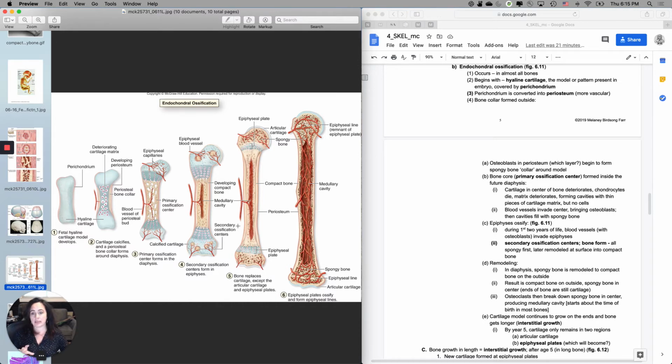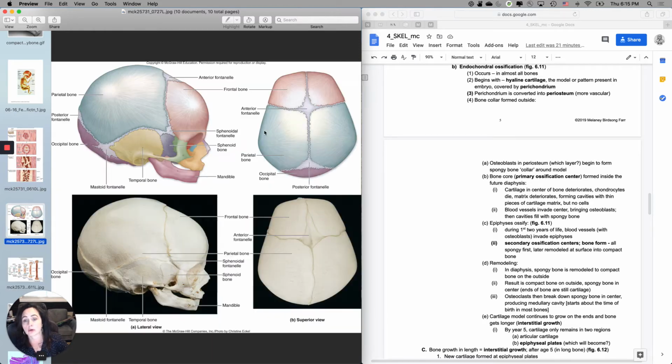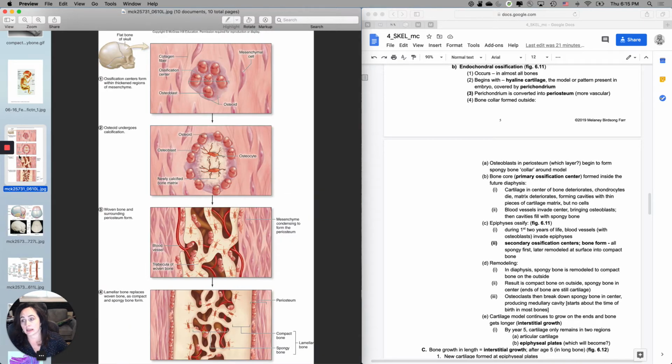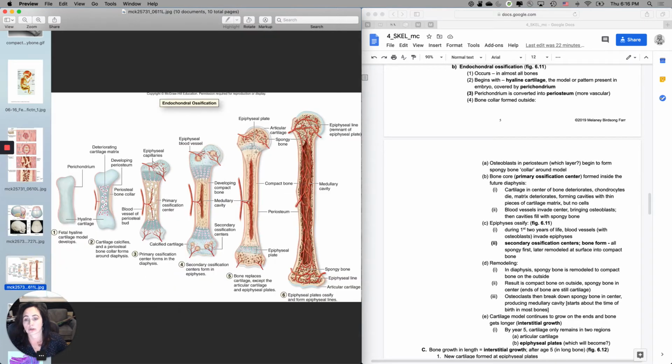And the ends here started out as spongy bone, and you're going to leave them mostly spongy bone, but you're certainly going to remodel them into compact bone at the edges. Okay, the ends of the bone, though, were cartilage in the beginning, and they're still cartilage. The ends of the bone is still articular cartilage.